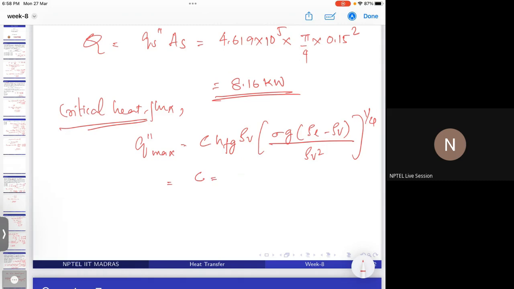The C value is usually given or taken as 0.149, and for infinite horizontal cylinders and spheres, it is usually taken as 0.131. So usually it will be given. This is an experimentally found value. If you substitute this C value, you will get the critical heat flux value as around 1.26 megawatt per meter square.